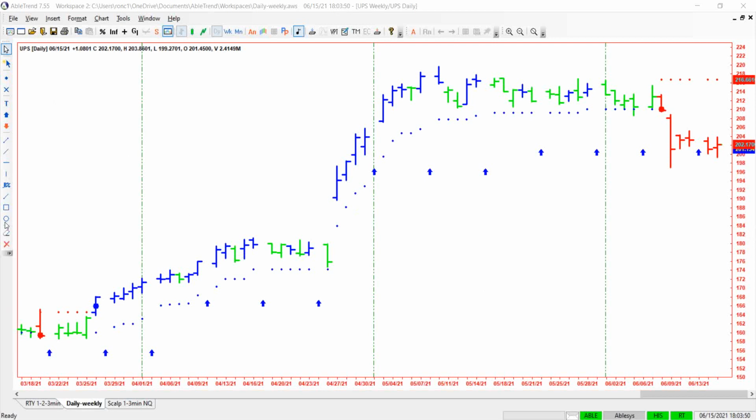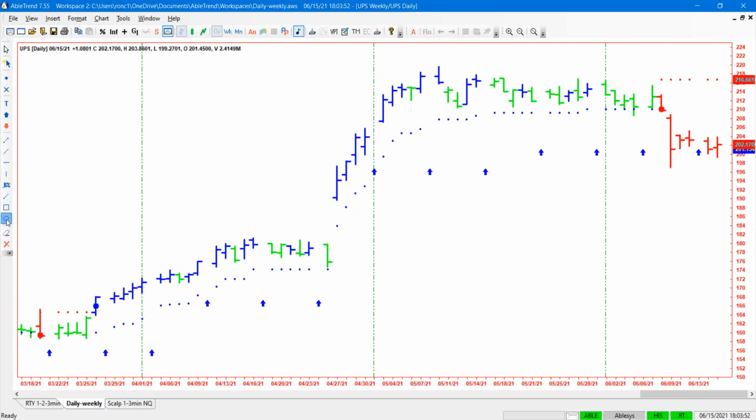But daily, weekly charts, man, I just love AbleTrend for the longer term, just as well as the intraday. And here's a perfect example. UPS. Everybody knows UPS. Just a perfect triple confirmation buy signal right here, a couple of months back, and still in that trade up until last week.